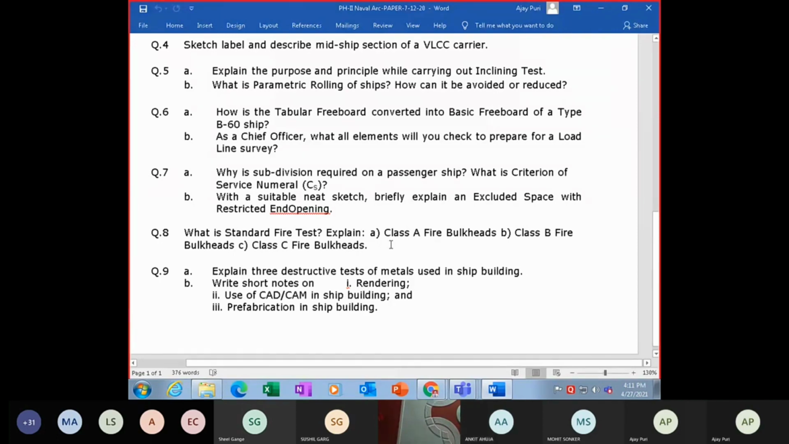9A, destructive test. You have to explain with diagrams. And 9B is rendering, CAD CAM, and prefabrication short notes. So each will be 4 marks each. So this you have to make accordingly.